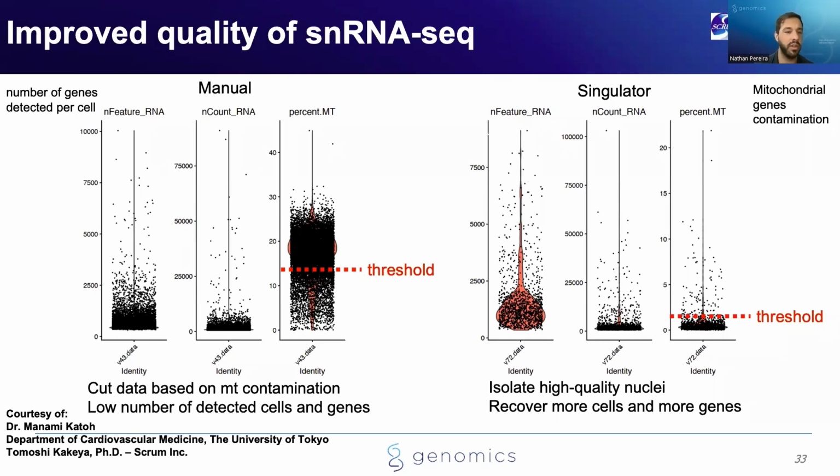You can also see in the feature RNA that they were getting many more genes per nuclei in their data set than they were beforehand. So clearly a stressful method of isolating nuclei before using the Singulator.